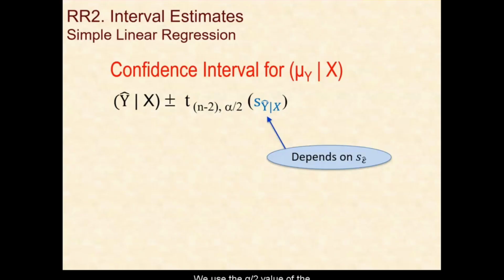We use the alpha over 2 value of the t statistic in calculating the 1 minus alpha times 100% confidence interval. And we multiply by the standard error of the sampling distribution for our best point estimate, which is s sub y hat given x for the given value of x. Let's take a look at what the confidence intervals look like for the simple linear regression situation in order to get a visual sense of them.